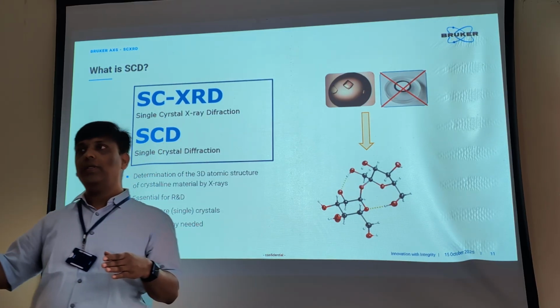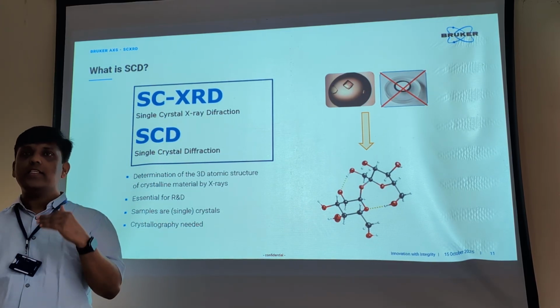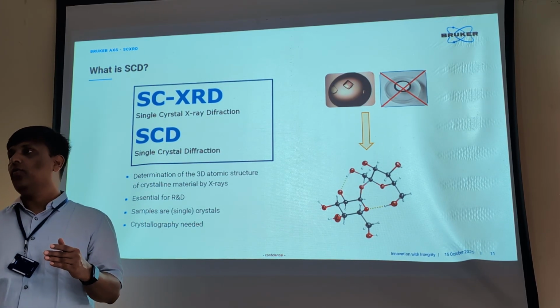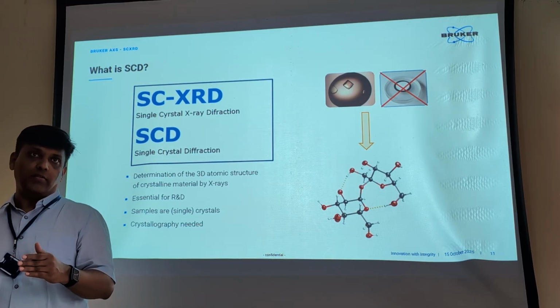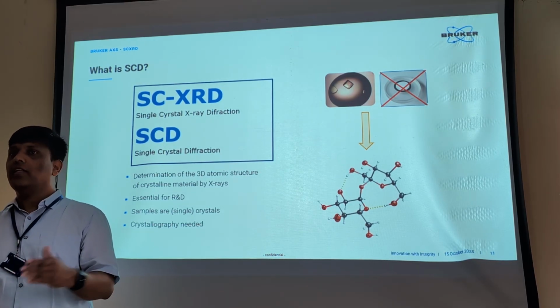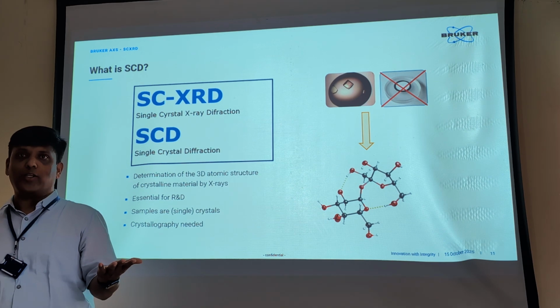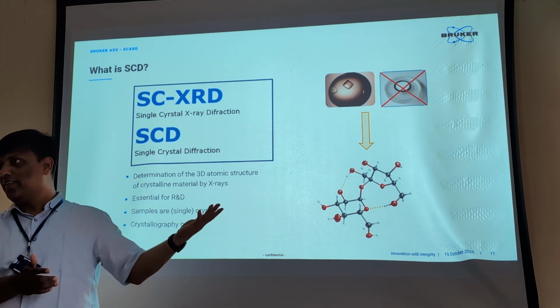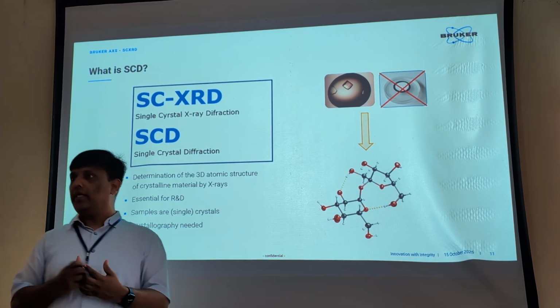You can do up to phase analysis, like telling this is my phase, but you cannot tell the quantification. Simply because otherwise Bruker would not have made two diffractometers; they would have sold only one instrument. There is some physics behind it.